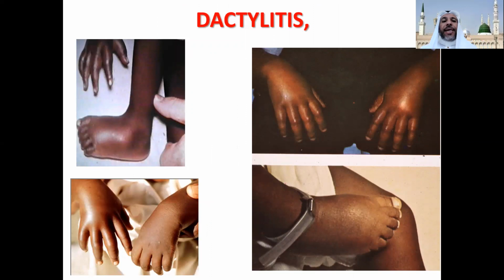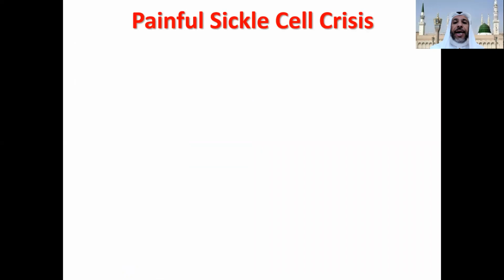Dactylitis is one of the first complications or presentations of sickle cell anemia, and usually it presents during the first or second year of life with hand and foot swelling, pain, and so on. Maybe this is the first presentation where you can make the diagnosis of sickle cell anemia. Painful crisis.